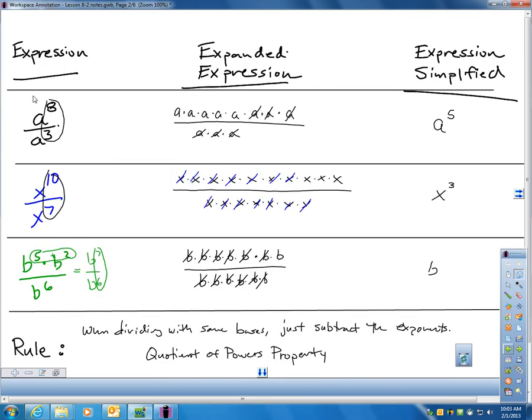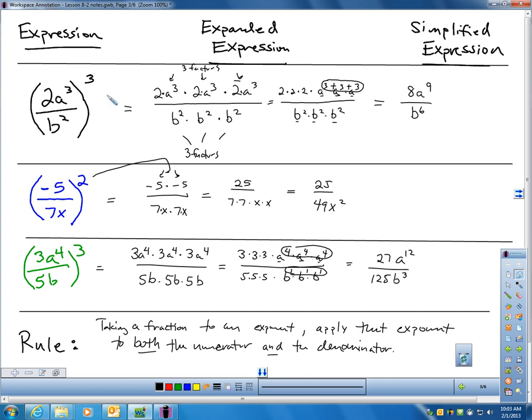Okay? If we're dividing with a quotient, oh, I misspoke. I just used the same word twice. When I'm dividing with powers, when I have a quotient of powers, I should be subtracting the exponents. In this case, if I have a fraction to a power, or they call this a power of a quotient, then I should be applying that power to each numerator and denominator.